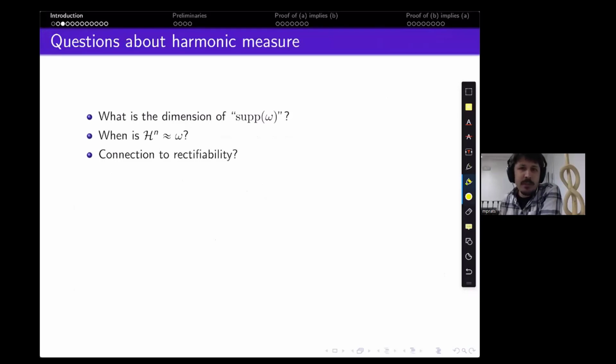What is the dimension of the support of the harmonic measure? And the support here is not exactly the support in the usual way, so I will give you some idea later. When is omega mutually absolutely continuous with respect to surface measure? We will be working in R^{n+1}, so this is the n-dimensional Hausdorff measure. And what are the connections with rectifiability?